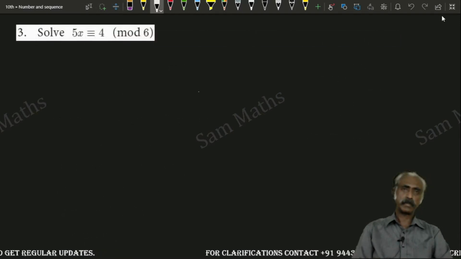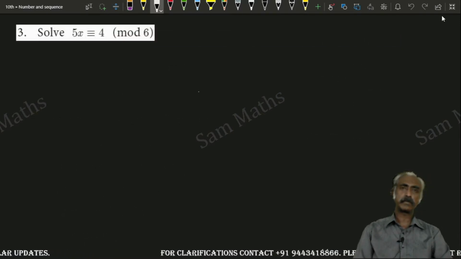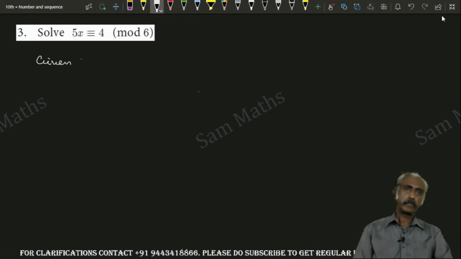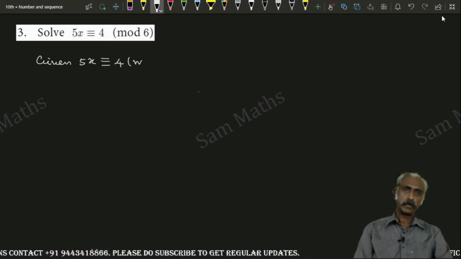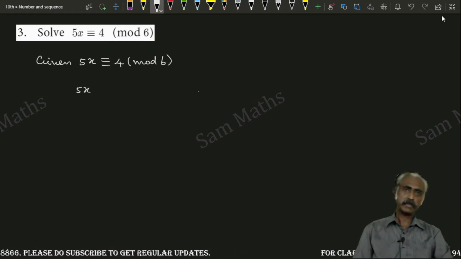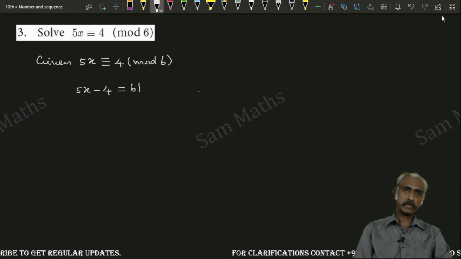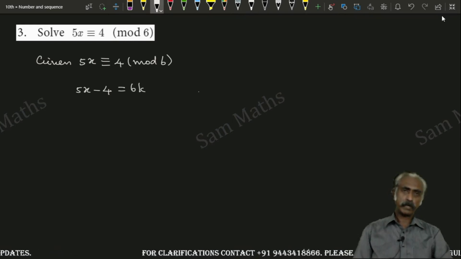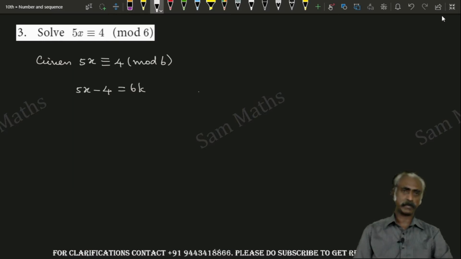Now the third question, solve 5x congruent to 4 modulo 6. Given 5x congruent to 4 mod 6. This we can write as 5x minus 4 is equal to 6k. Now we have to find for what value of x, 5x minus 4 is a multiple of 6. Just you can go with some numbers.